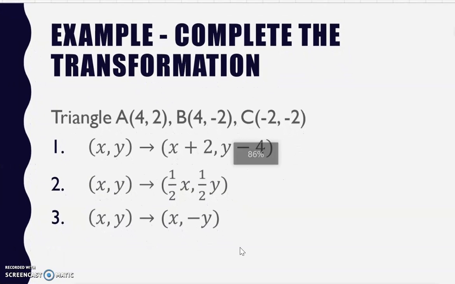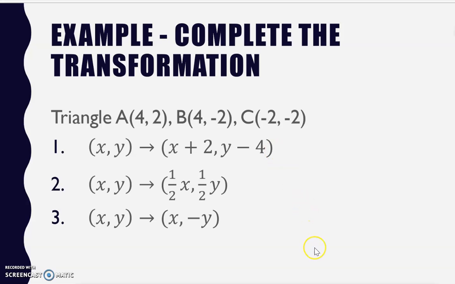So let's go over some examples here. Complete the transformation. You have a triangle with these coordinates. A, B, and C are the points, and here are the coordinates of each of those points. In number 1, you have your original XY coordinate, and it looks like they're saying add 2 to X, subtract 4 from Y. What type of transformation is that going to be?